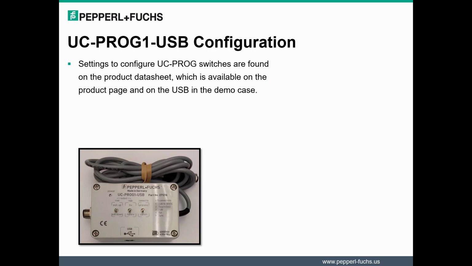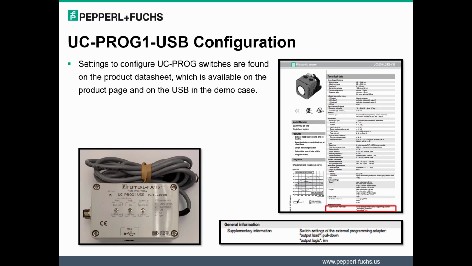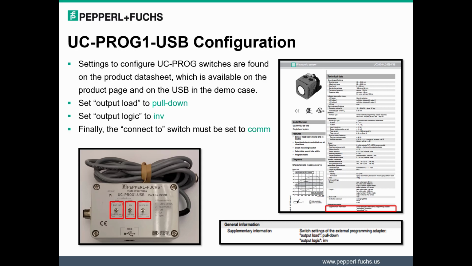The settings to configure the UC-Prog switches are found on the product datasheet available on the product page and on the USB in the demo case. Set output load to pull down, output logic to inverted, and connect to COM.